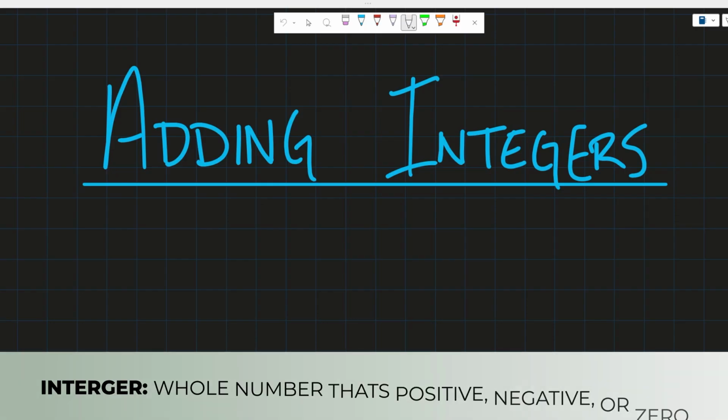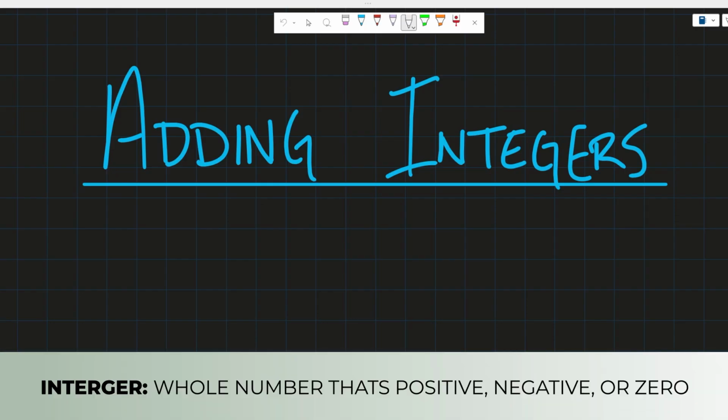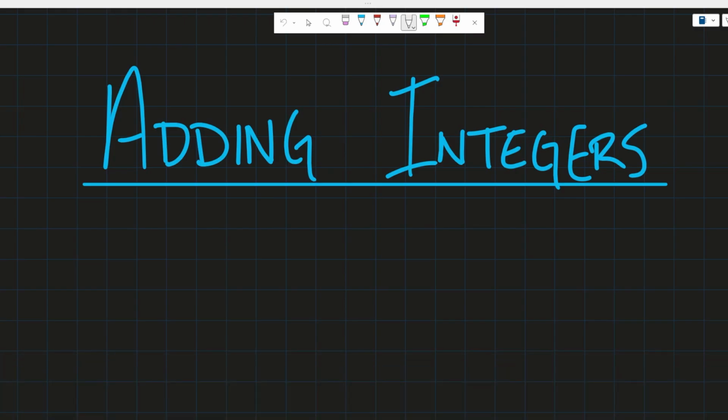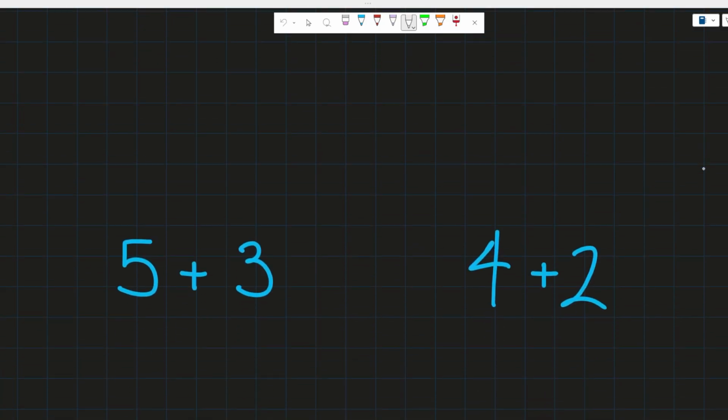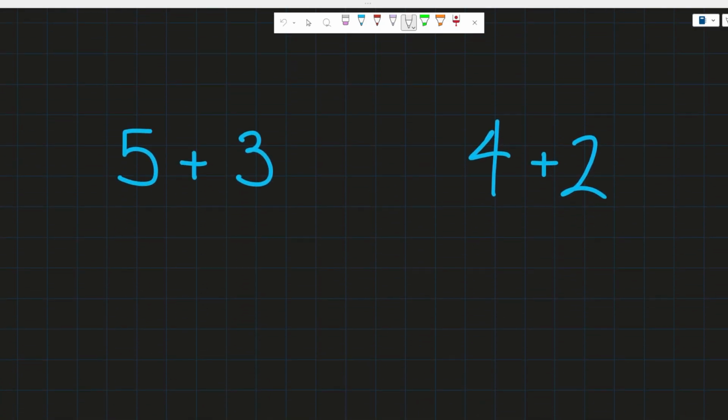Well, an integer is a whole number that can be positive, negative, or even zero. So today that's what we're going to be adding. Let's go ahead and scroll down and see the first two problems. We have 5 plus 3 and 4 plus 2. Now this may be looking a little too easy, but technically this is adding integers. We have positive whole numbers. 5 plus 3 is 8, and 4 plus 2 is 6.